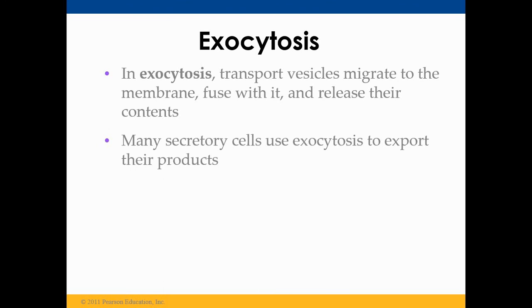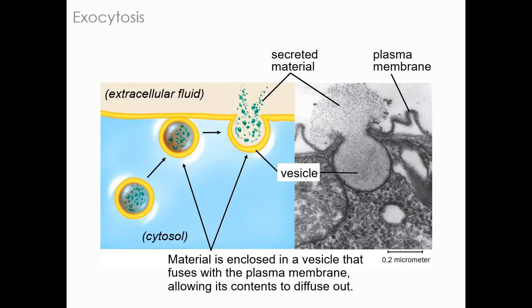In exocytosis, exo means out, di ba? Transport vesicles migrate to the membrane, fuse with it, and then release their contents. Many secretory cells use exocytosis to export their products. So, this is what happens. This is the cytosol, the blue part, and this is the extracellular fluid here, the peach part. The material is enclosed in a vesicle.